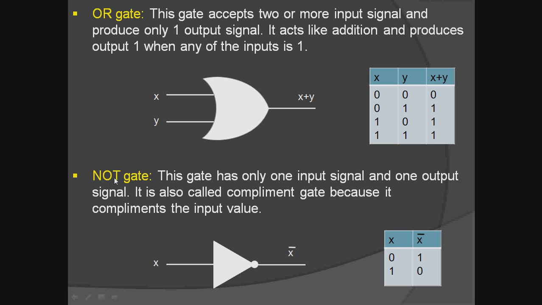Now next is the NOT gate, or negation gate. This gate has only one input signal and one output signal. As you can see in this symbolic diagram, it accepts only one value, and then that value will be complemented. If x is 0, it will become 1, and if 1, it becomes 0. This triangular symbol with this circle represents the NOT gate. It is also called the complement gate because it complements the input value. The output is the complement of the input.